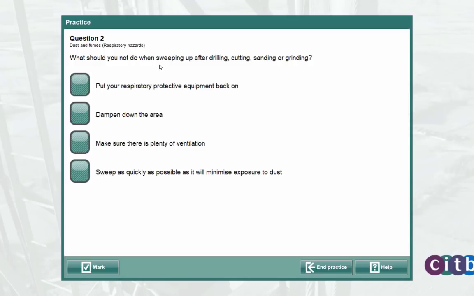What should you not do when sweeping up after drilling, cutting, sanding or grinding? Put your respiratory protective equipment back on. Dampen down the area. Make sure there is plenty of ventilation. Sweep as quickly as possible as it will minimize exposure to dust.